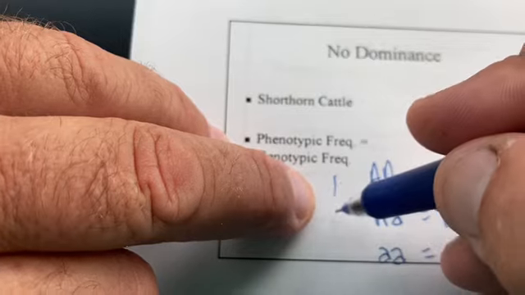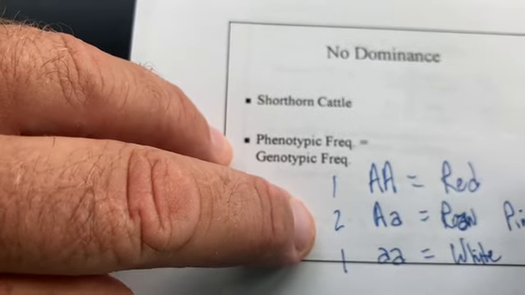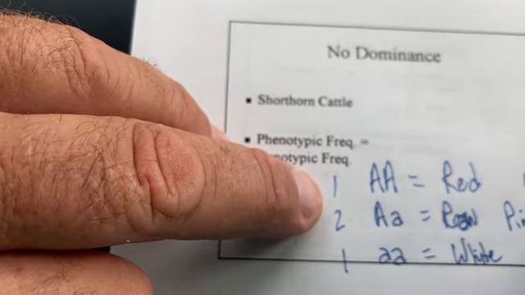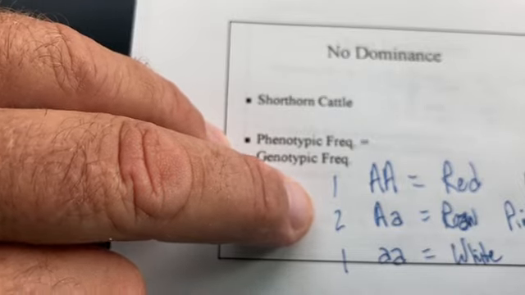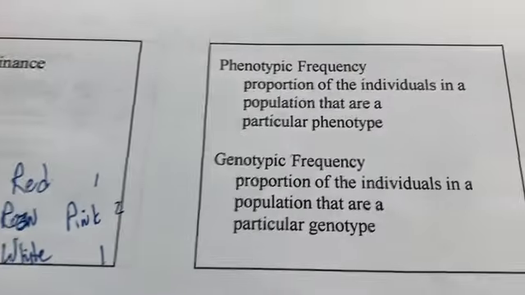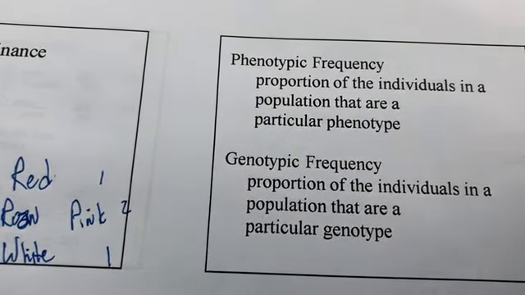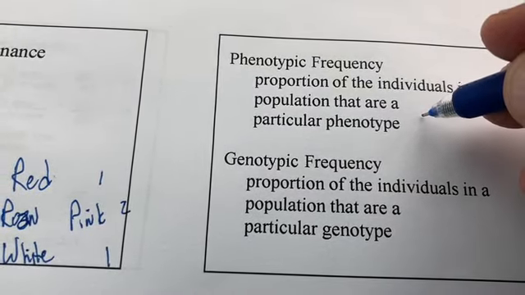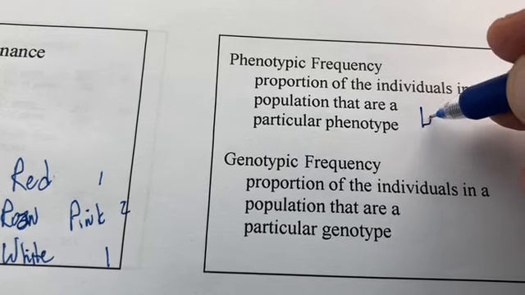So if we got a 1 to 2 to 1 here, we also have 1 red, 2 pink or roan, and 1 white here. So pretty easy with no dominance. We know what we've got. Phenotypic frequency, and that's just the proportion or the average of the looks.